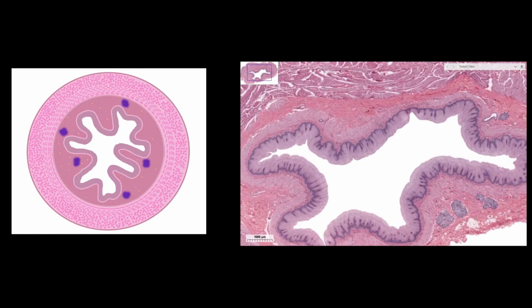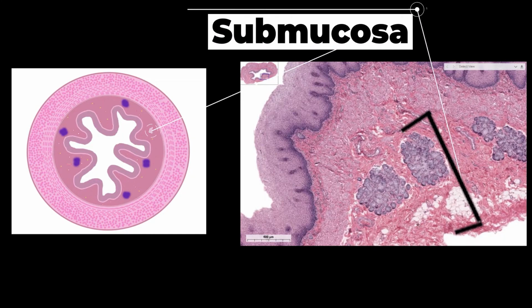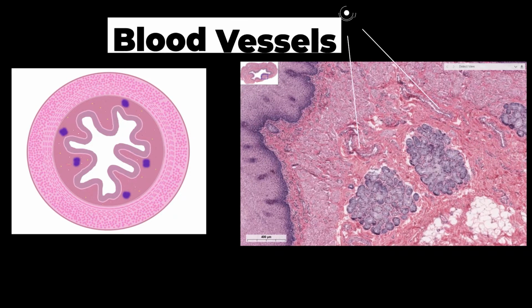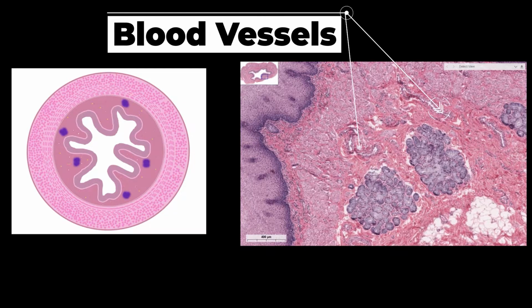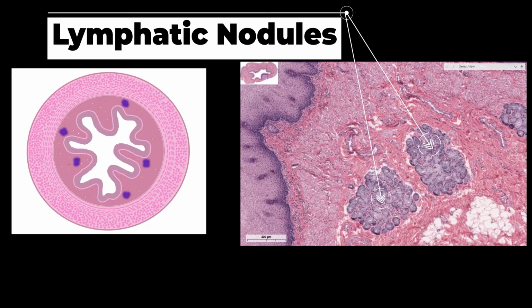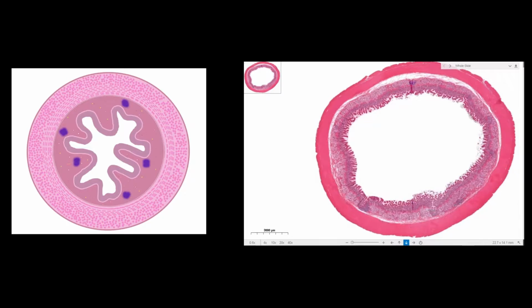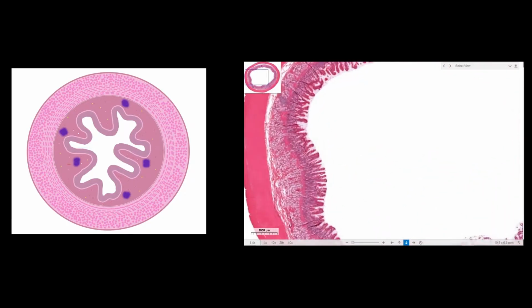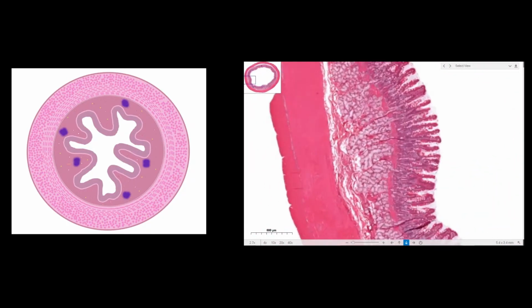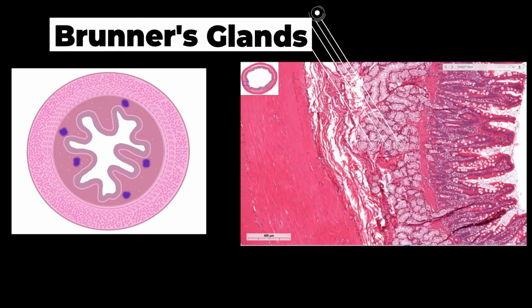Below the mucosa we can find the submucosa, which is made up of loose connective tissue and is very rich in blood vessels, lymph vessels, neurons and lymphatic nodules. The submucosa does not have any glands except in the duodenum. Now this is a slide of the duodenum, and as you can see over here, the submucosa has lots of glands, and these are the Brunner's glands.